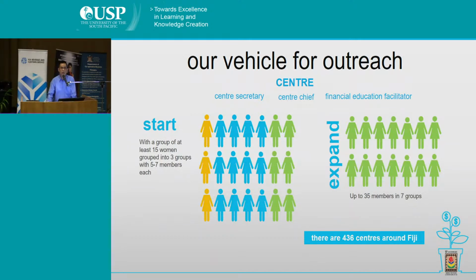So how do we do that? Our vehicle for outreach is we organize women in the villages. It could be villages, it could also be settlements. Usually it's a group of at least 15 women, grouped into 3 groups of 5 to 7 members. We call this group of women a center. They elect their own officers: a center chief who leads them, and a center secretary who keeps the records and also collects the money.